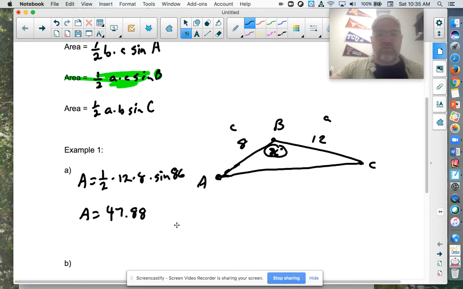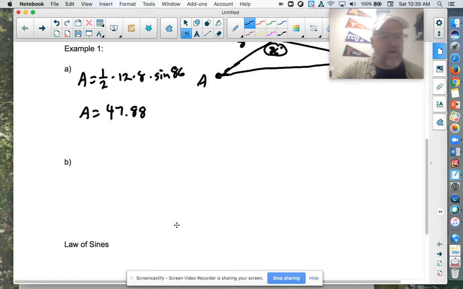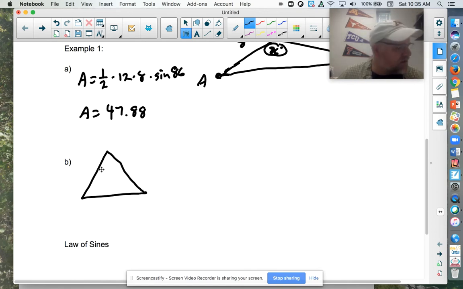Okay, so let's do one more of these areas, and then we'll move on to law of sines. I'll generate a nice, well, that is actually, I was so good there for a second. All right, if this value is 2.96 and this value is 2.13, and I know this angle is 73 degrees.